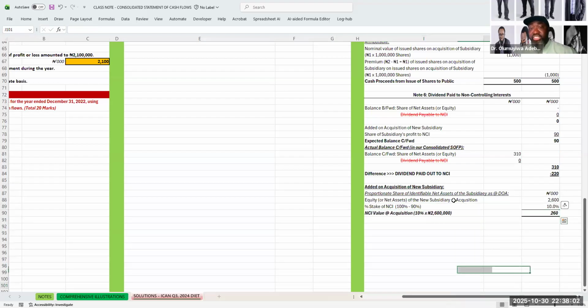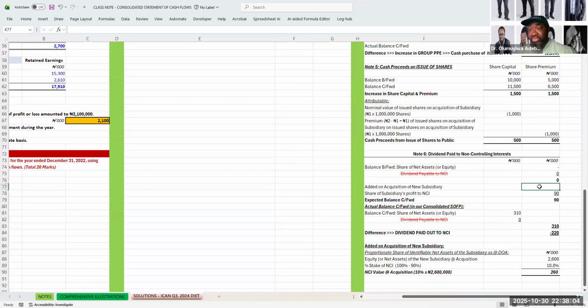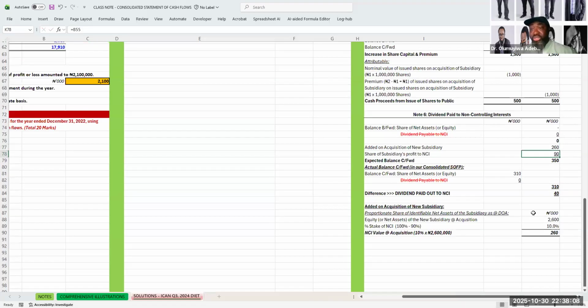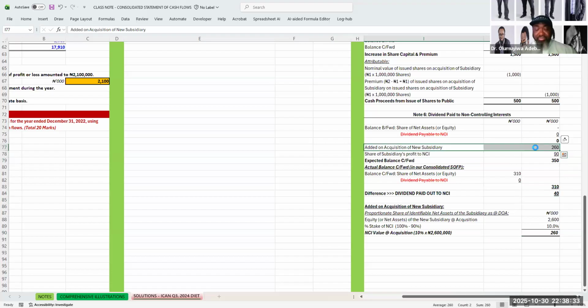All things being equal, it is this 260 that we bring here as added on acquisition. It then means, all things being equal, if dividend had not been paid to NCI, our total balance should be 350. But what we have is 340. It then means the difference, which represents a reduction, is a result of dividend paid out to NCI, which is 40.